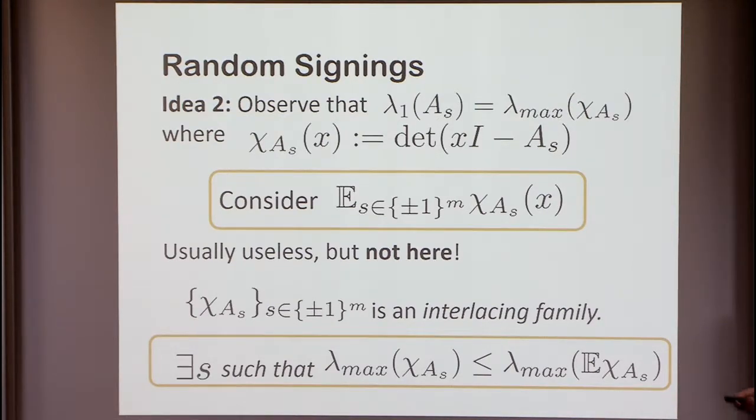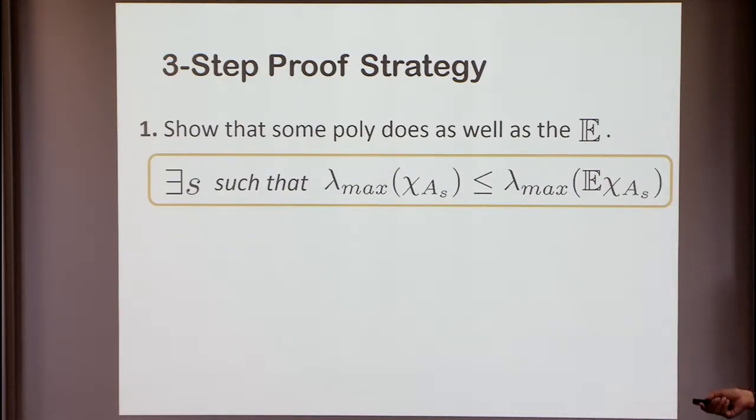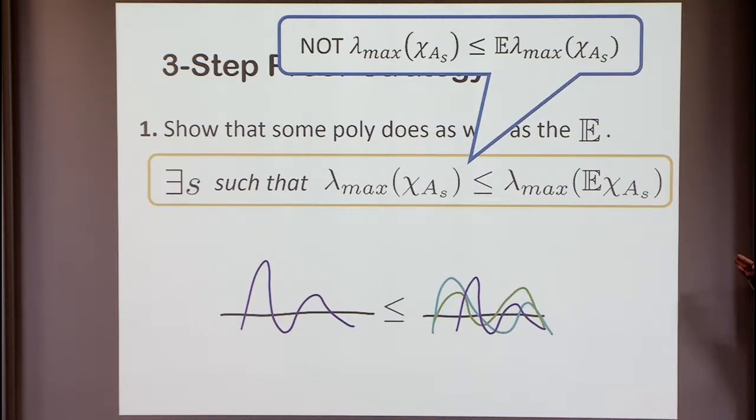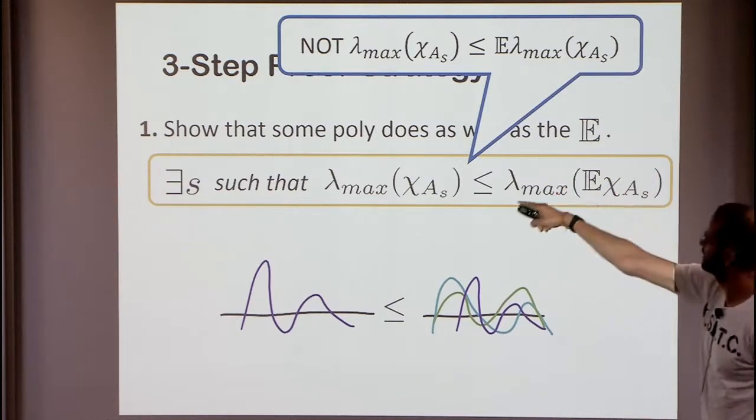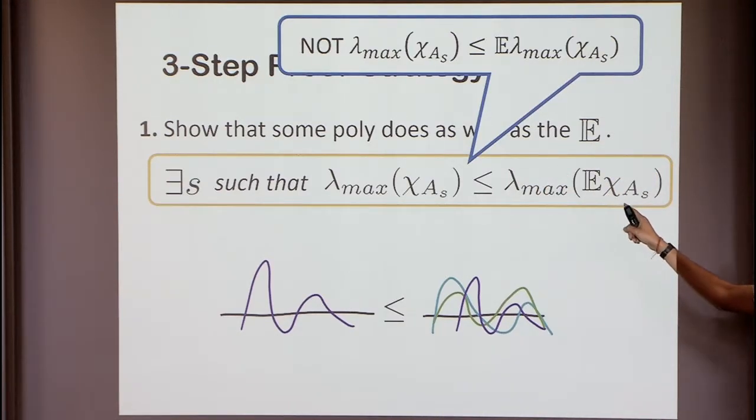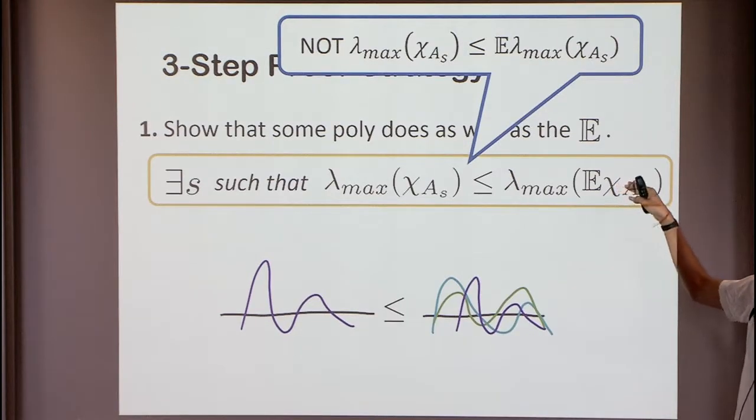Okay. So this is the main device in the proof, and given that this is how I'm going to proceed, there's a clear 3-step plan to proving this theorem. The first is to prove what I just claimed, that there exists some polynomial in this collection which does as well as the expected characteristic polynomial. I want to reiterate that this is very different from the usual kind of averaging argument, where you would say that there exists a polynomial whose largest root is at most the expected largest root. That's a trivial statement, right? The key is that here I've taken the expectation inside the largest root operator.